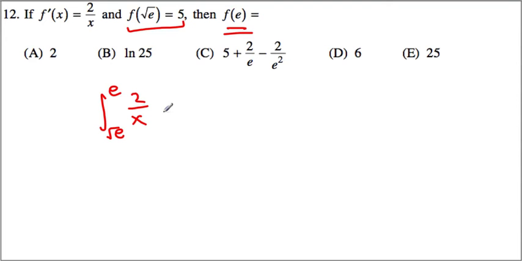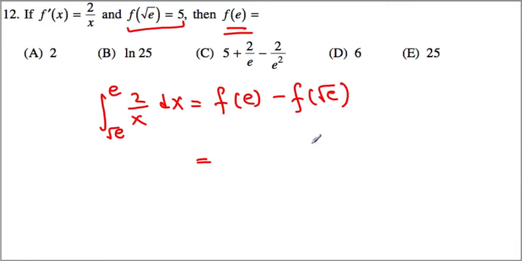Now, dx is equal to, we realize that that's equal to f of e minus f of square root of e. Now, on the right side, we know what this value will be. F of e is something which we are looking for, and this value would have been equal to 5. How about here? This becomes 2 ln of x, which goes from square root of e to e.